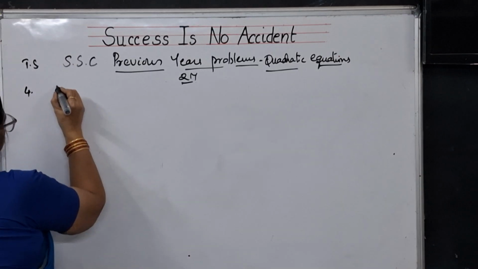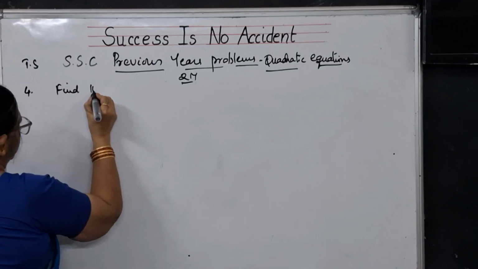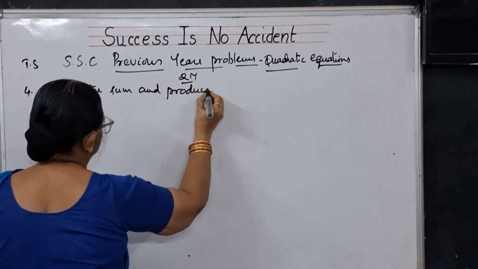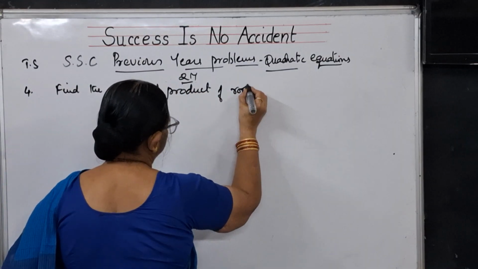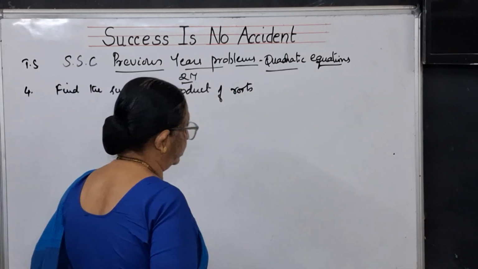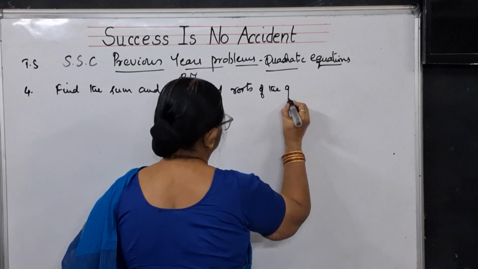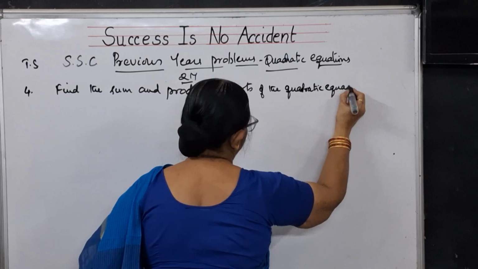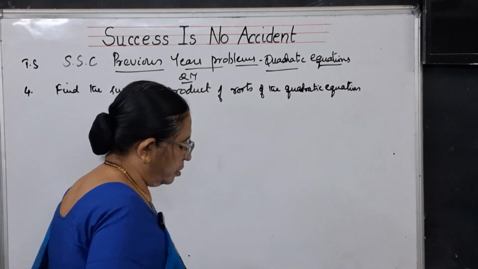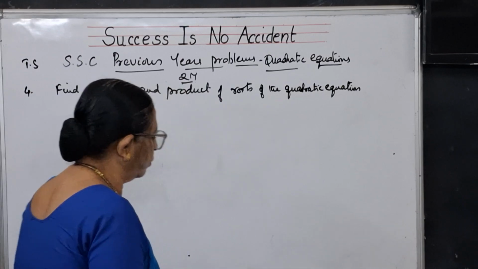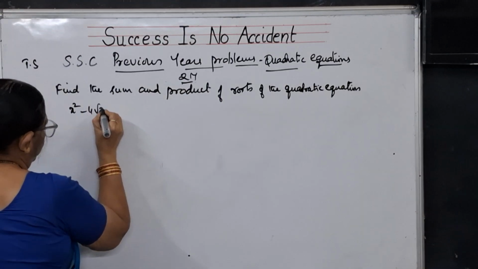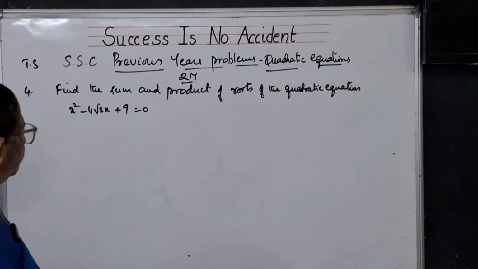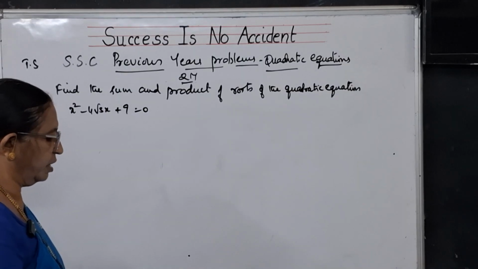Find the sum and product of roots of the quadratic equation x square minus 4 root 3x plus 9 is equal to 0. Find the sum and product of the roots, they are asking.